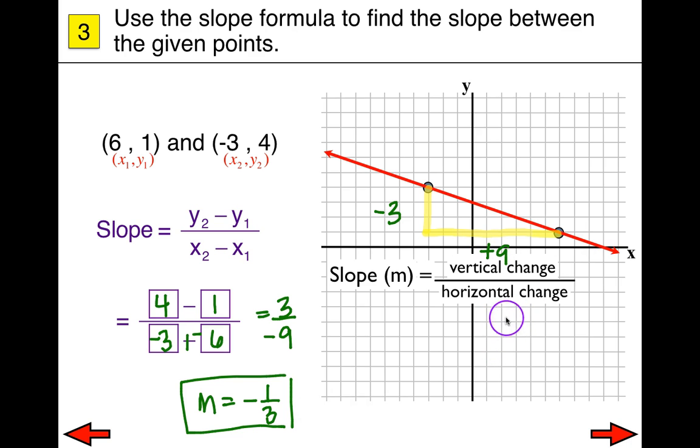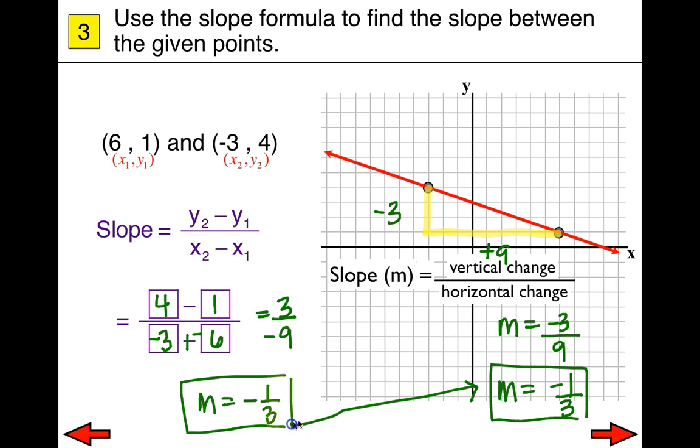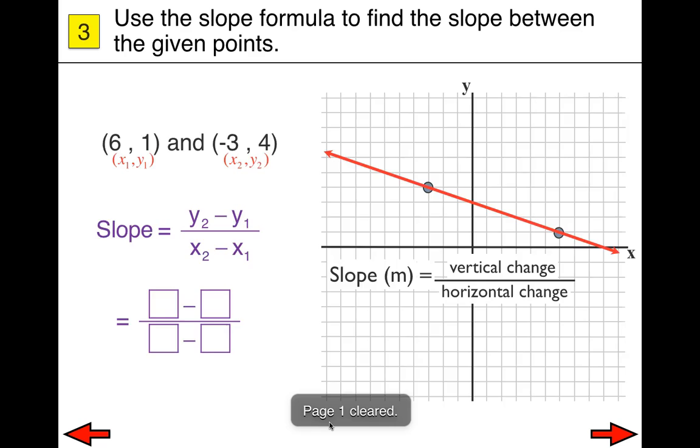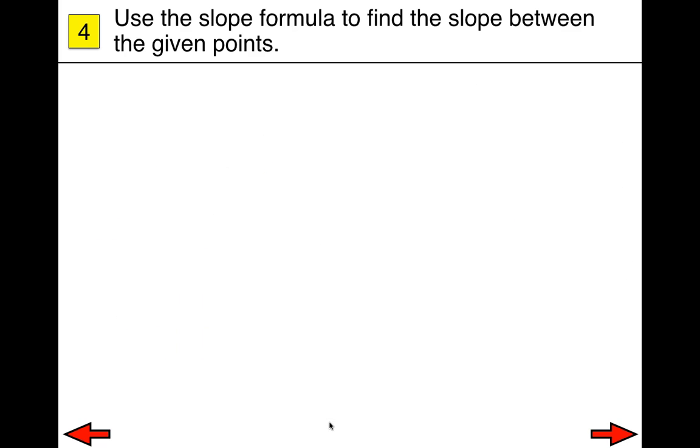So here I'm going to say my vertical change was negative 3. My horizontal change was 9. So I'm going to say that my final answer is negative 1/3. And once more, you're able to see that both methods will get you the same slope. So hopefully you got that one right. If not, you might want to go back and see how the other ones were done, or check to see where your mistake occurred. So now I'm going to go ahead and also have you try number 4 by yourself. So go ahead and pause the video and see how well you do.